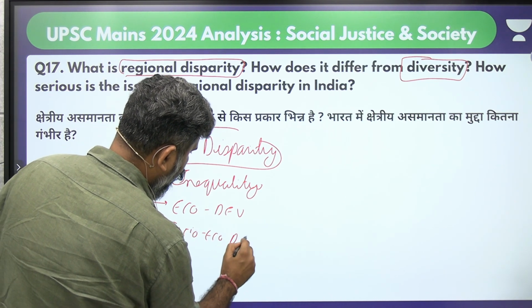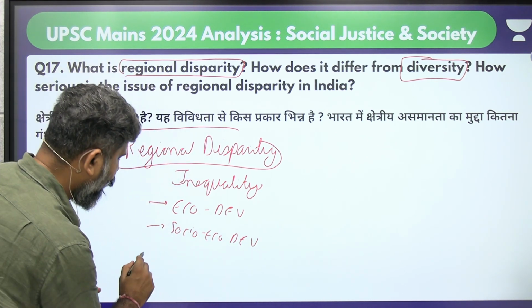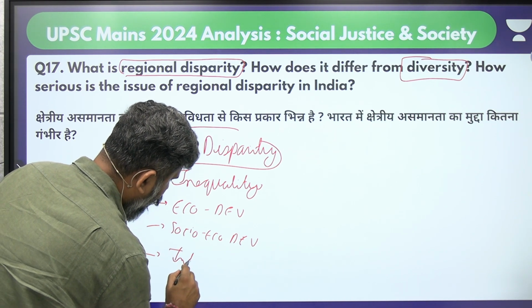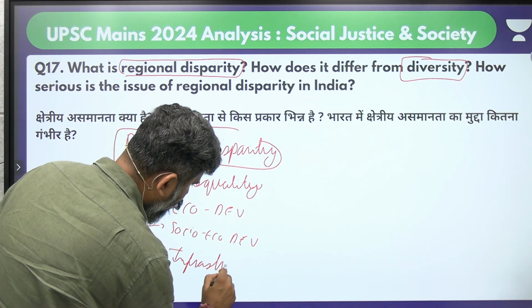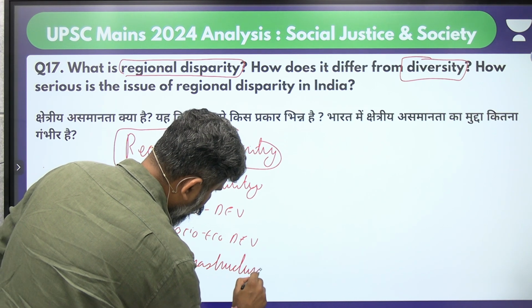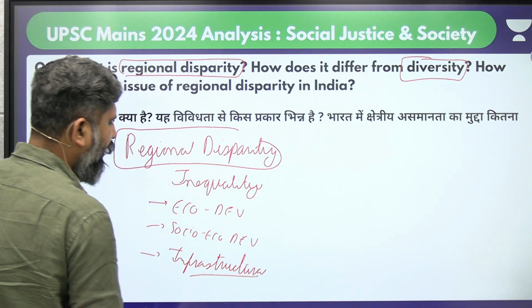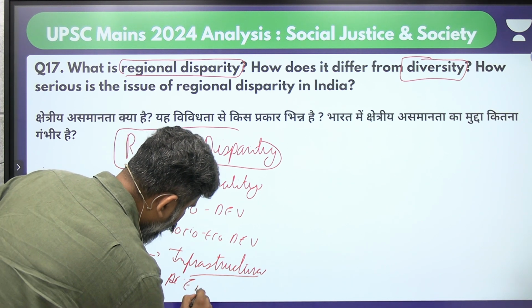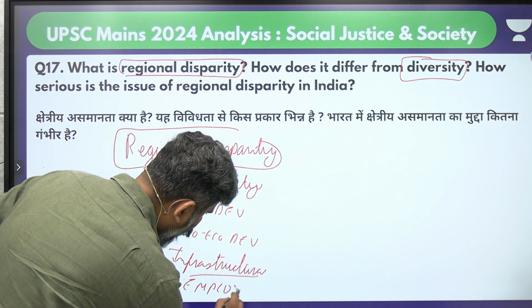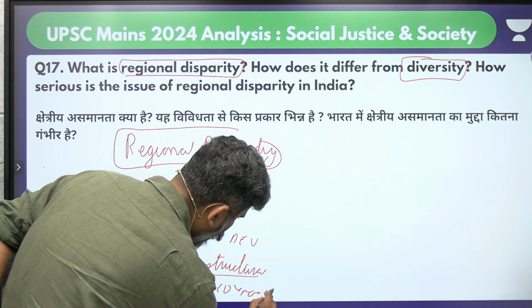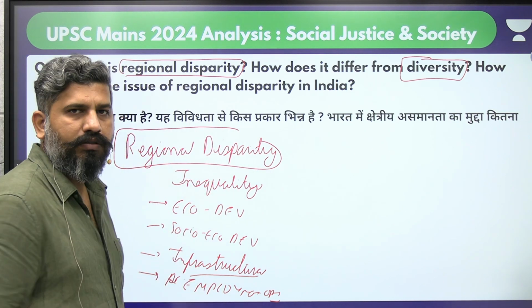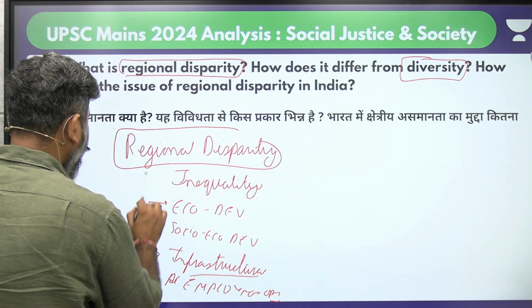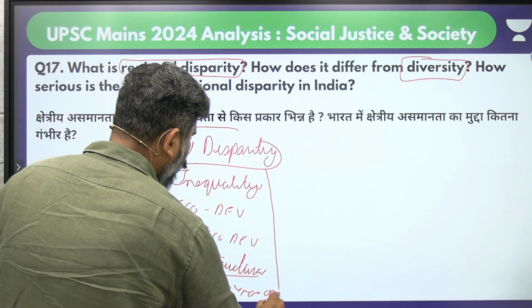Socio-economic development. It can be seen as what? The inequality in terms of structural development, in terms of access to employment opportunities, all these can be seen as regional disparity. And we all know that in case of India, this regional disparity is manifested in different parts of India.